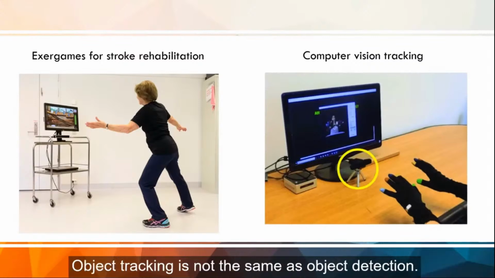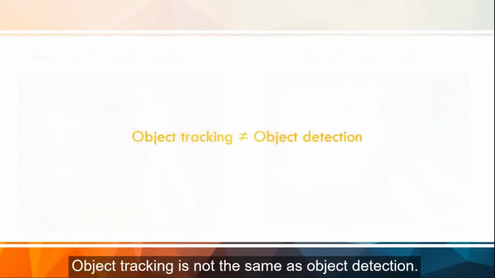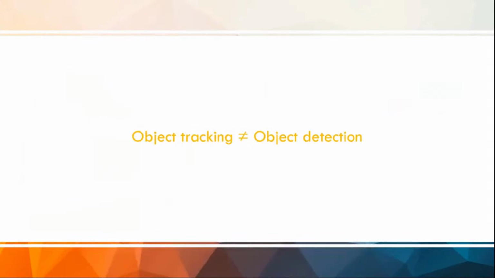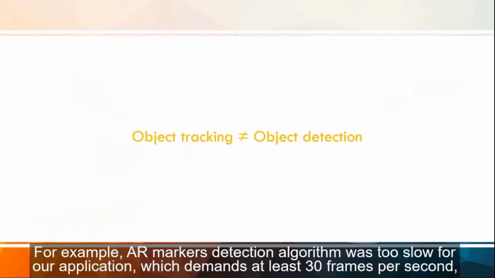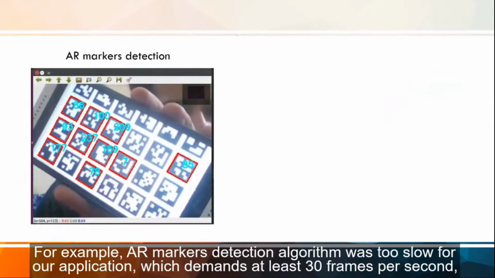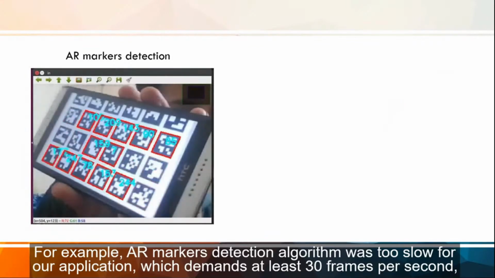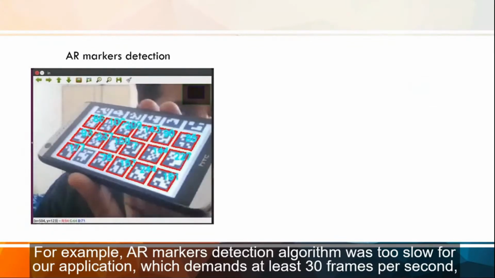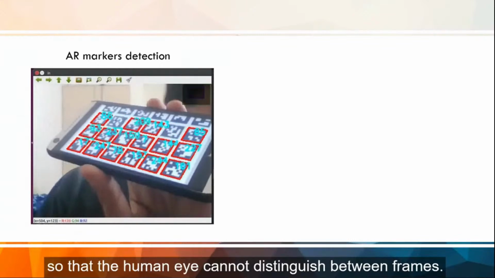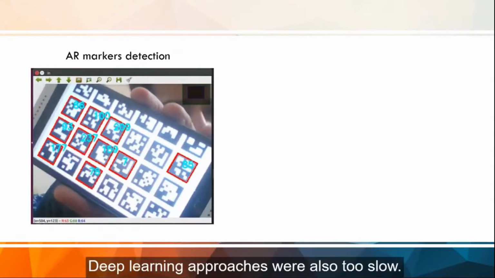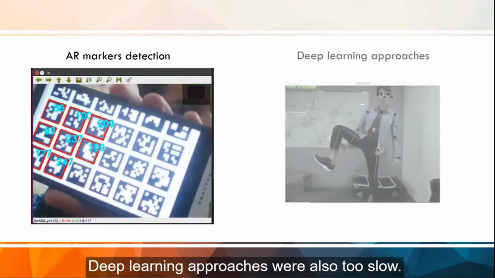Object tracking is not the same as object detection. The first ones need to gather movement information between frames and thus be lighter. For example, AR markers detection algorithm was too slow for our application, which demands at least 30 frames per second, so that the human eye cannot distinguish between frames. Deep learning approaches were also too slow.